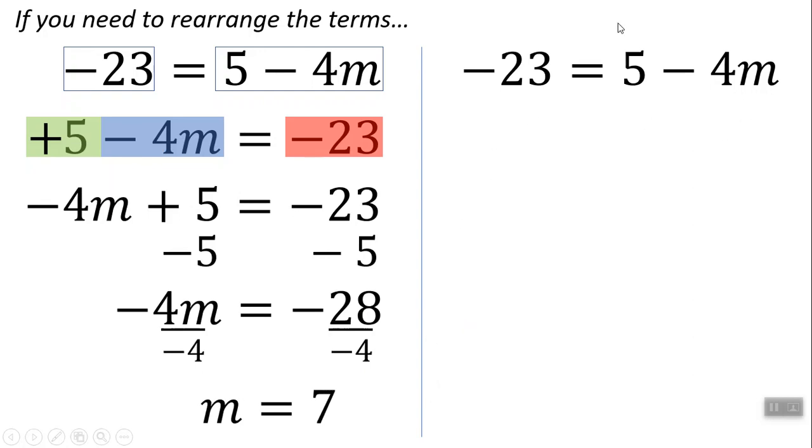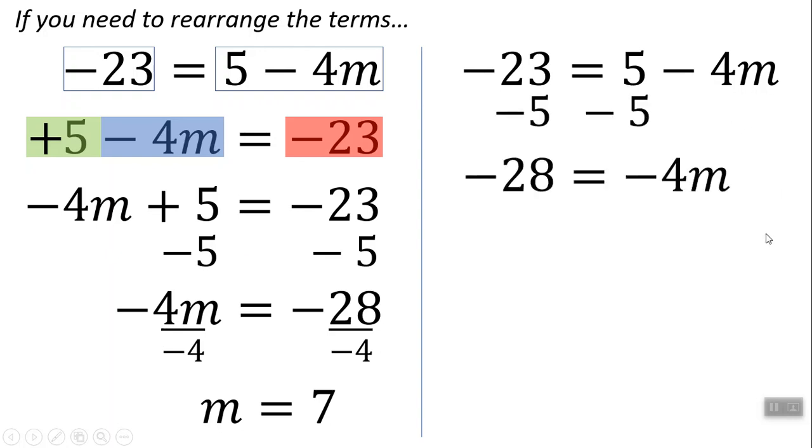Over here on the right side, in this problem, we did the -5 and then divided by -4. Same process. You're going to get rid of the constant by subtracting 5, and then you divide by -4. So you get the same thing.